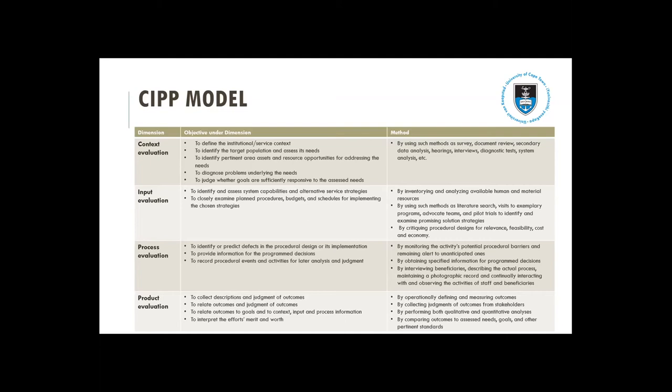Then the process evaluation is used to monitor and assess activities carried out during program or project implementation. And lastly, the product evaluation helps to identify and evaluate short-term, long-term, intended or unintended consequences of programs or projects.